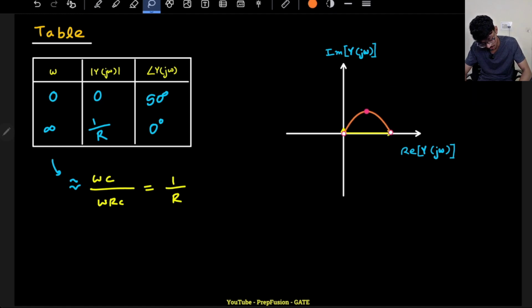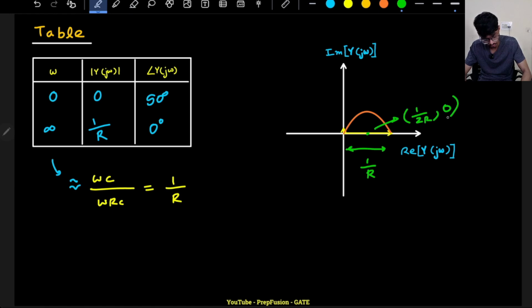Okay. This will be the semicircle basically. Again the same thing only. What is the diameter? Diameter this time is basically 1 by R. Okay. And the center will be 1 by 2R comma 0. This is the location of the center. That's it. So I start from here, omega equals to 0.